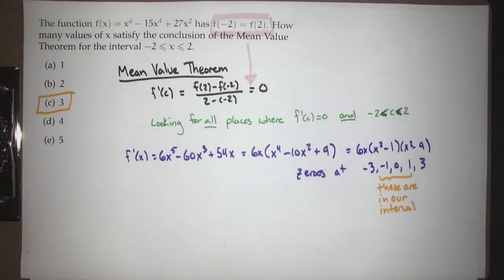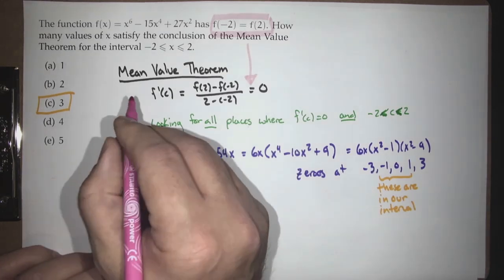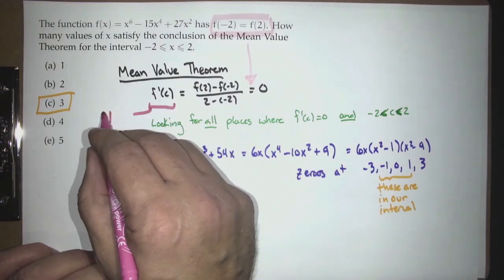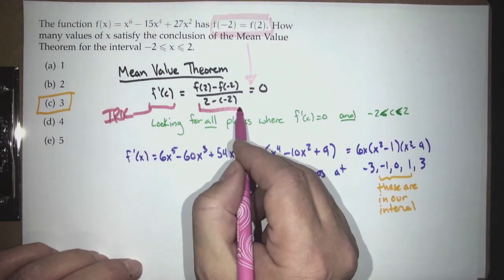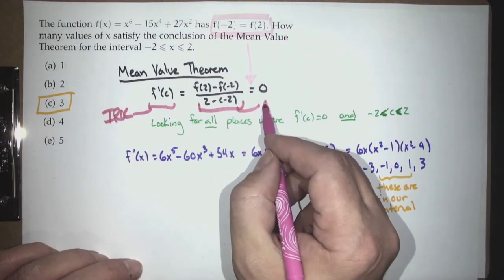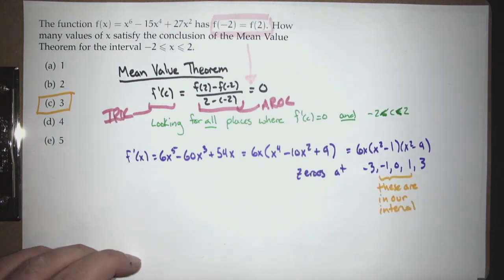Okay, so let's remind ourselves, what does the mean value theorem tell us? It says that there is a place where the instantaneous rate of change, and that's this part right here, how it's changing at the moment, has to match in at least one place the average rate of change between the endpoints. Now there's at least one, but there can be more than one. In this case, it looks like there will be 3.